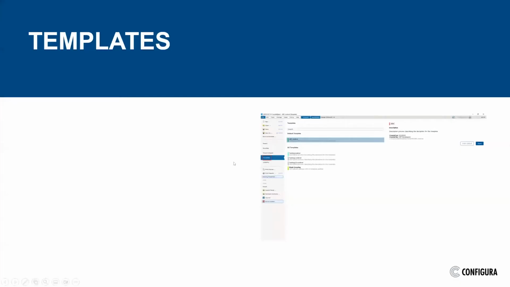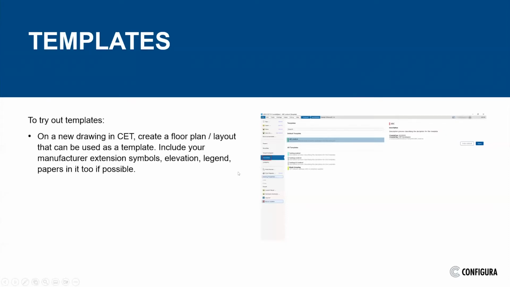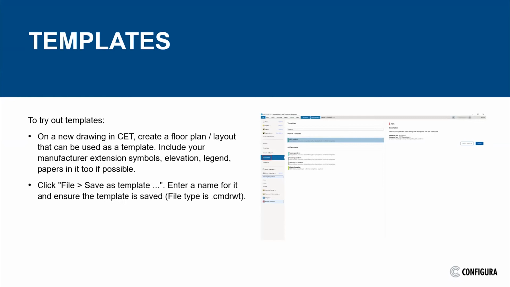Okay, that is a quick demo of how a template looks like. If you want to try out templates on a new drawing in CT, create a floor plan or layout that can be used as a template. Include your manufacturer extension symbol, elevation, legend, papers in it if possible. Then click File, Save as Template, enter a name for it, and ensure that the template is saved. The file type for the template is .cmdrwt.